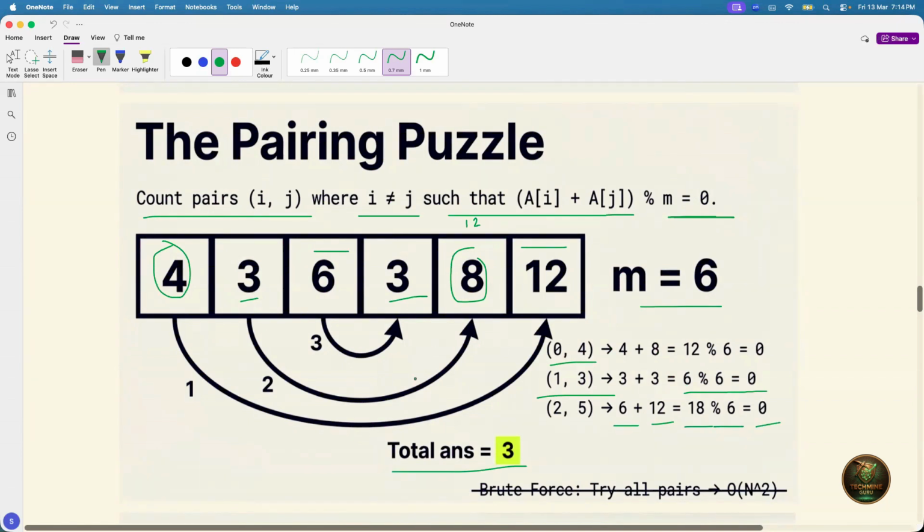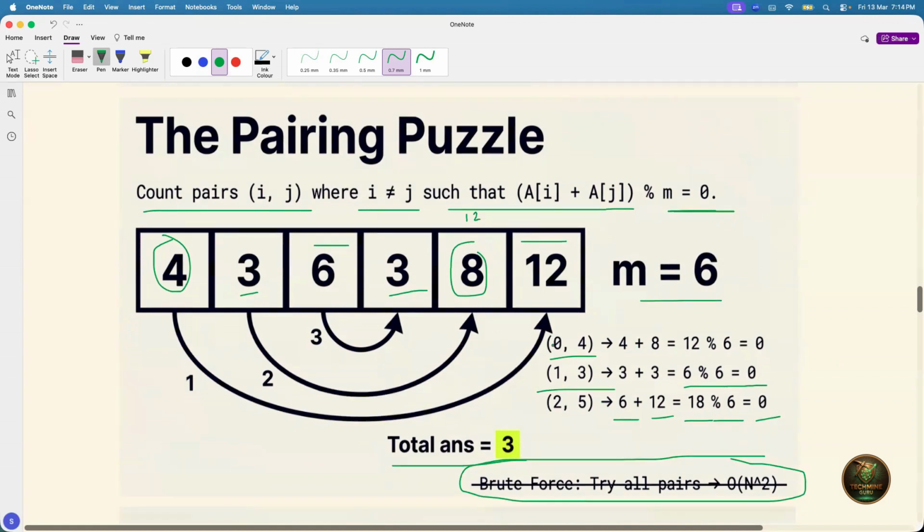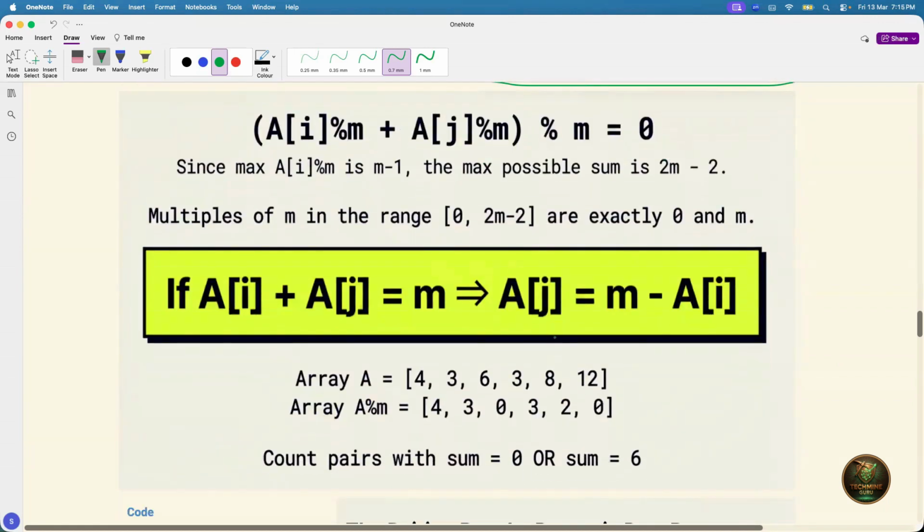But if you keep on trying all pairs, our time complexity will be O of n square, right? Because this is a kind of brute force approach. So let's see how we can optimize this further. Let's look at the maths of it. You have been given that (a of i plus a of j) whole mod m should be equal to 0, and you have to find such (i, j) pairs.